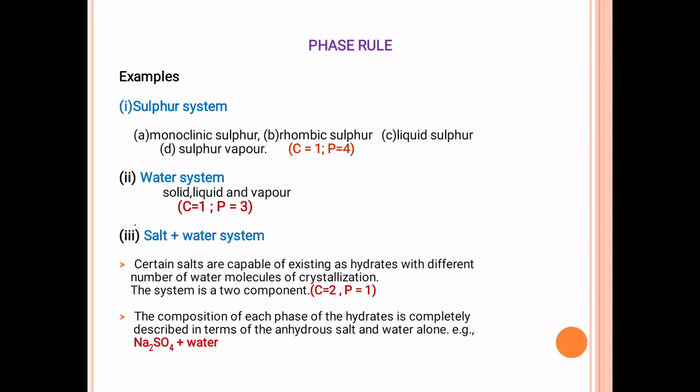So for example, if you take the sulfur system also, sulfur will exist as monoclinic sulfur, rhombic sulfur, liquid sulfur and vapor sulfur. So for this system, the component is 1 but the phases are 4.